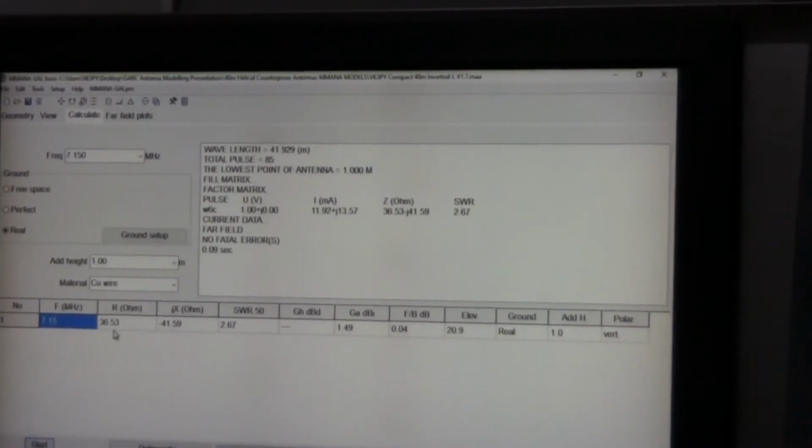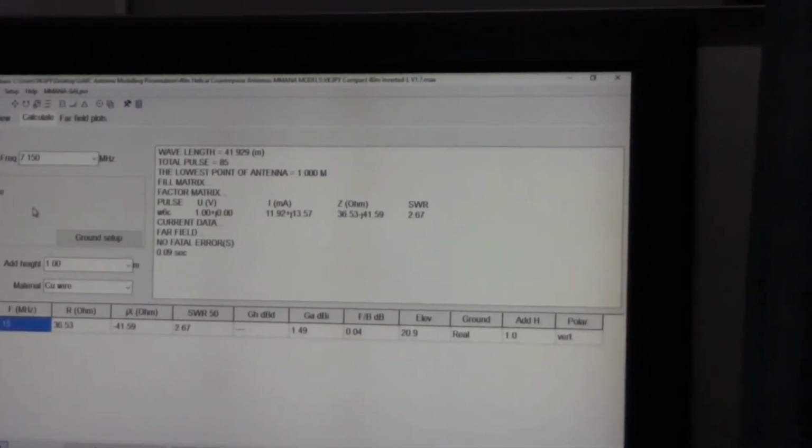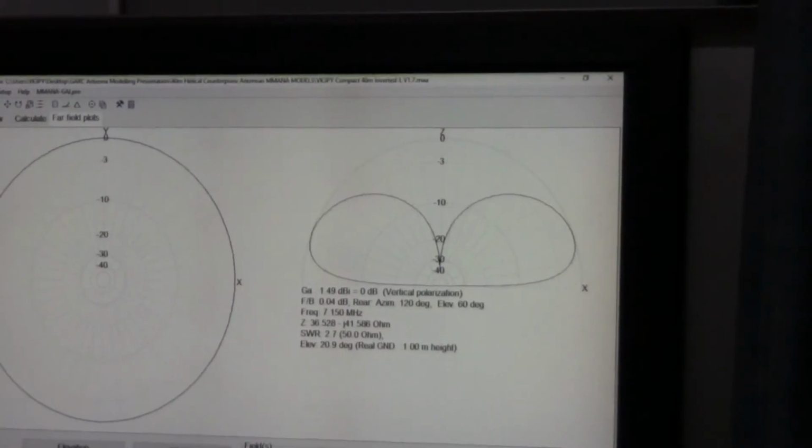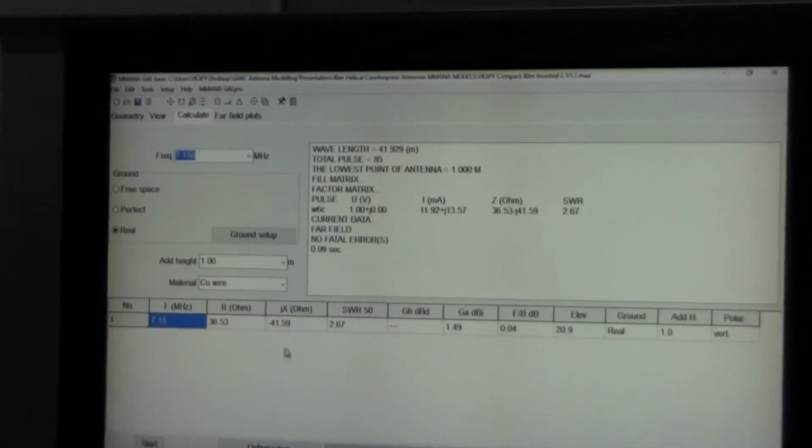36-odd ohms. It's interesting, isn't it? Very reactive, it's capacitive actually. So the far field plot. It's going to work. Seen this before? Quarter wave ground plane with 4 quarter wave radials. Looks the same. How about that? I've got a metre above ground. I'll come back and remodel it in a minute.